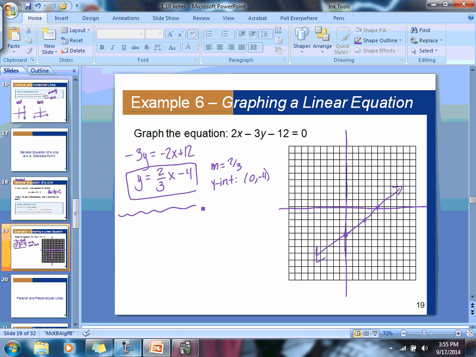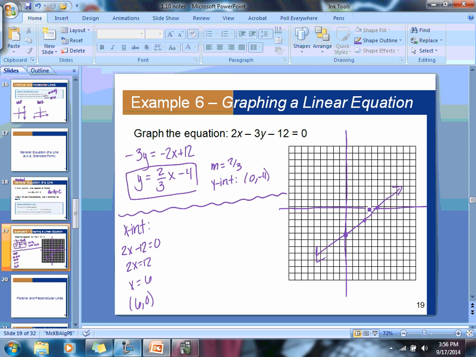Now, I know I said that you need 3 points to make a line, but if you find your x-intercept and your y-intercept and graph, you really only need 2 points to graph your line. And remember, to find your x-intercept, you plug 0 in for y, and you solve for x. So I would have 2x. I'm plugging 0 in for y. This whole minus 3y term is going to go away. So that becomes minus 12 equals 0. So 2x equals 12, so x is 6. So my x-intercept is going to be 6, 0.